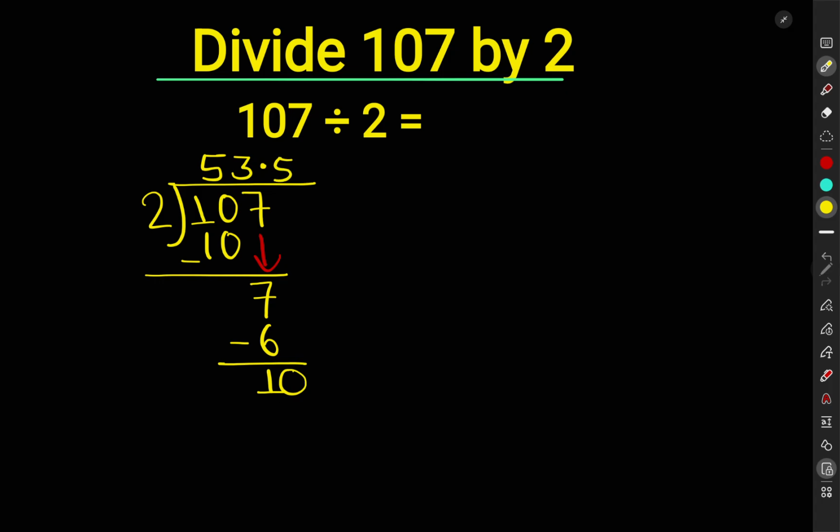So 2 times 5 means 10. On subtracting it becomes zero. So 107 divided by 2, we got 53.5.